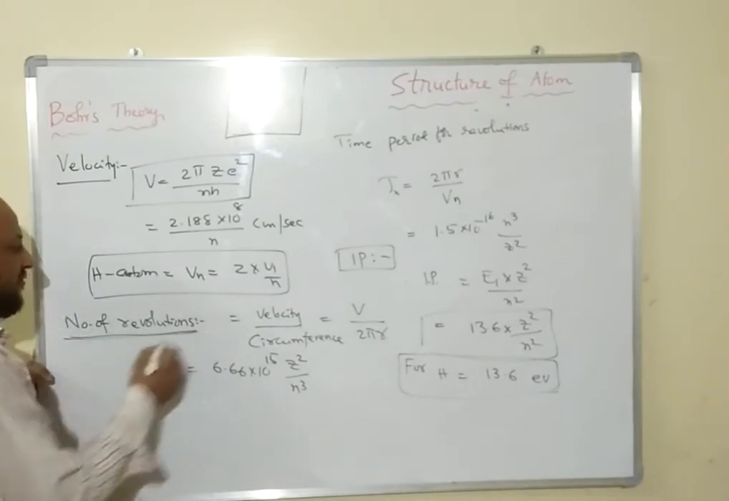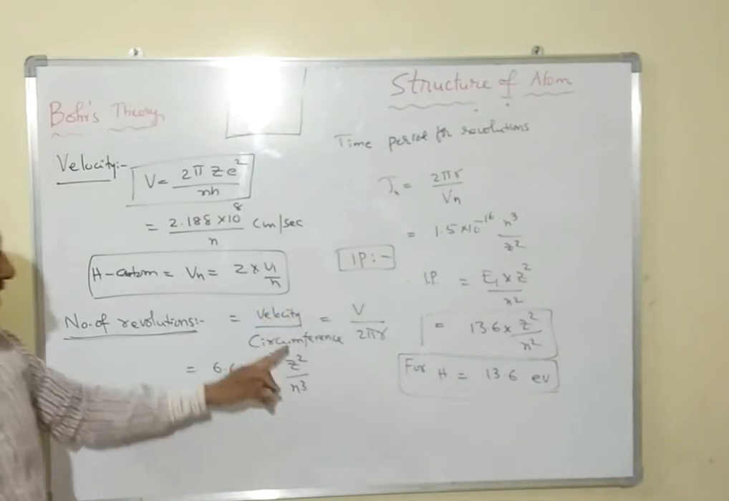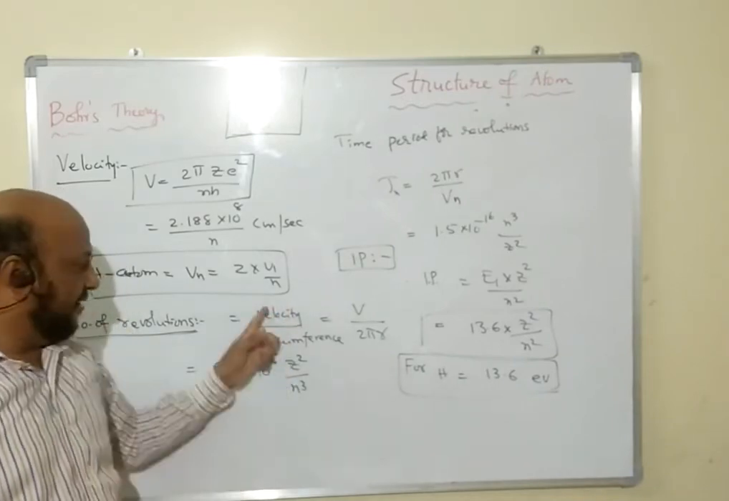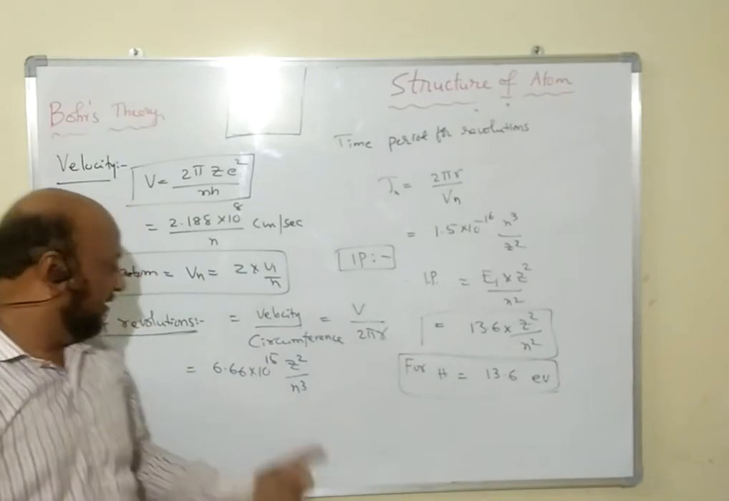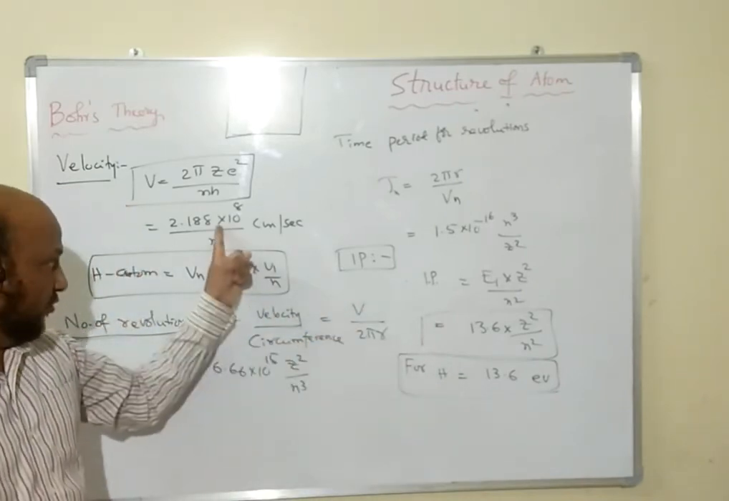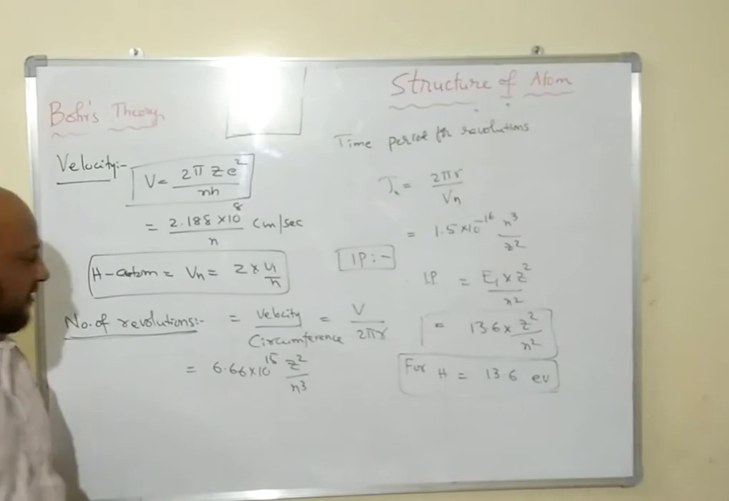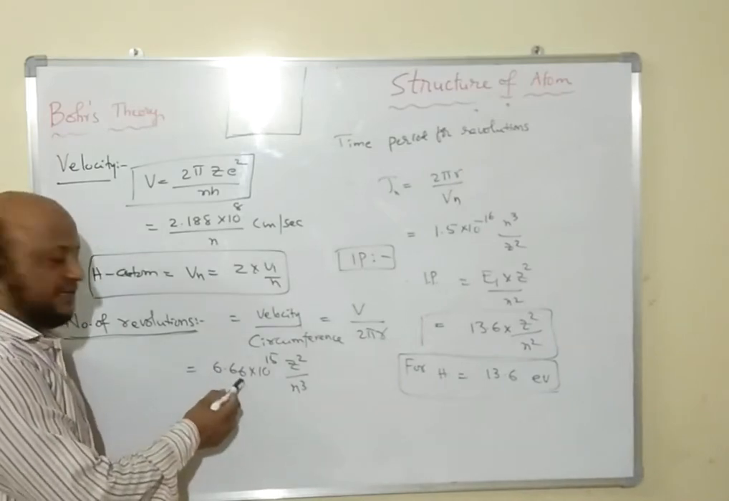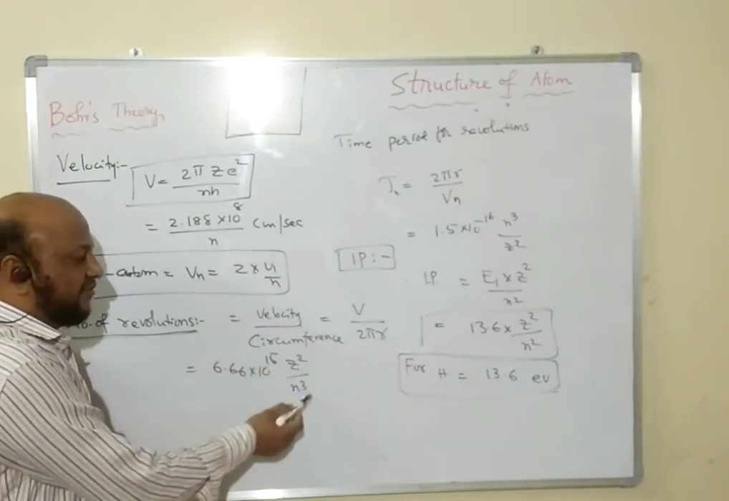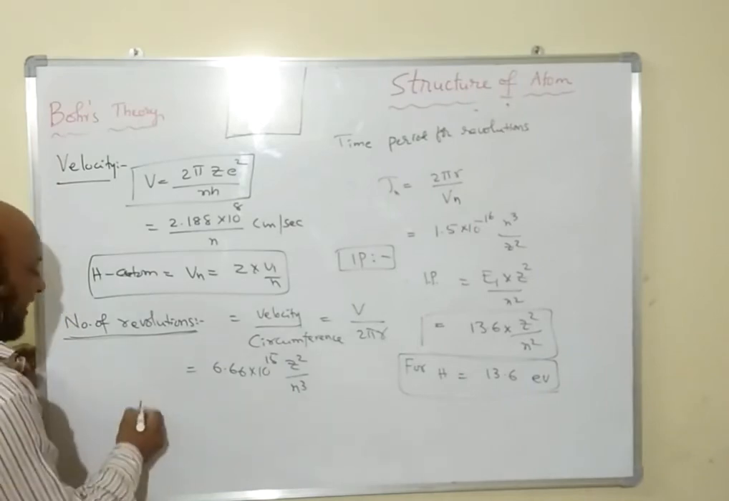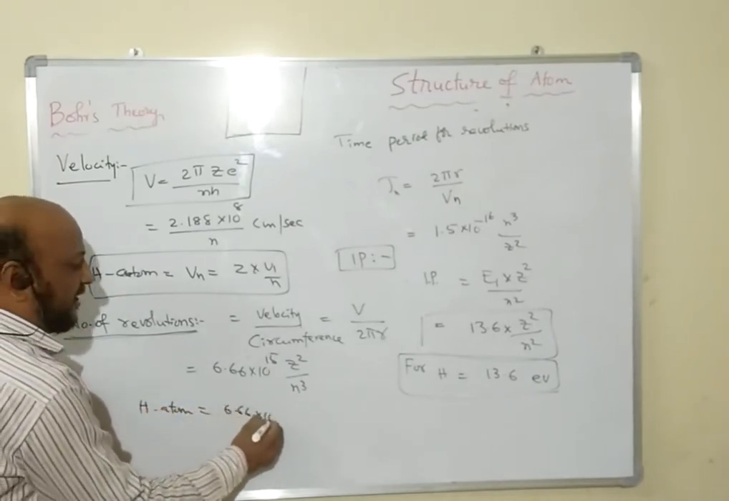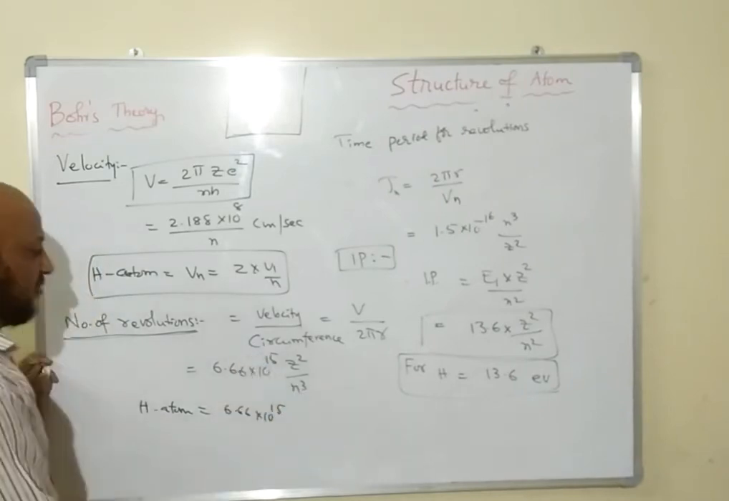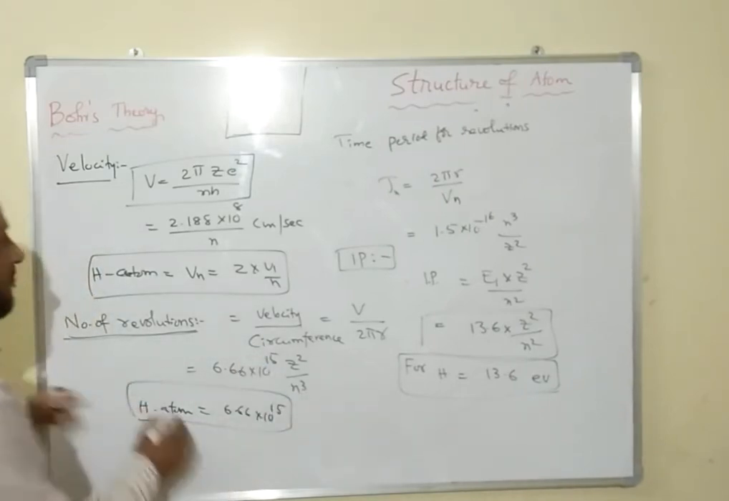Then for the number of revolutions, the formula is velocity by circumference, that is V by 2 pi r radians. Substituting the V value as well as 2 pi r, we get the value 6.66 into 10 raised to 15 Z square by n cube. For hydrogen atom, this is equal to 6.66 into 10 raised to 15, because Z and n are equal to 1. This is for hydrogen atom.